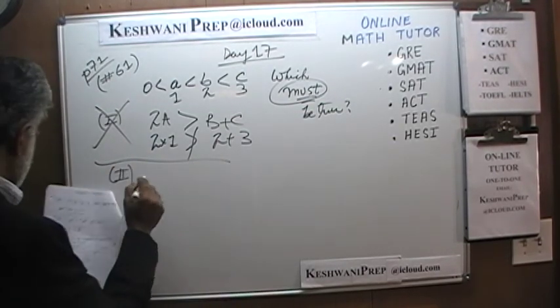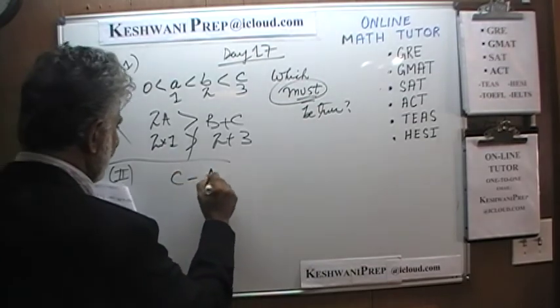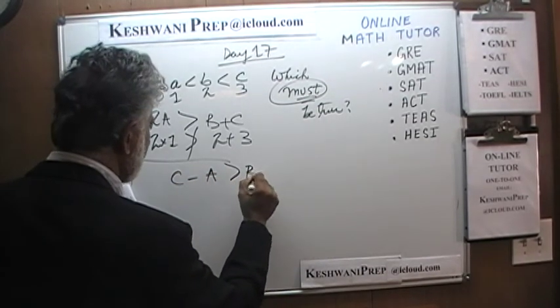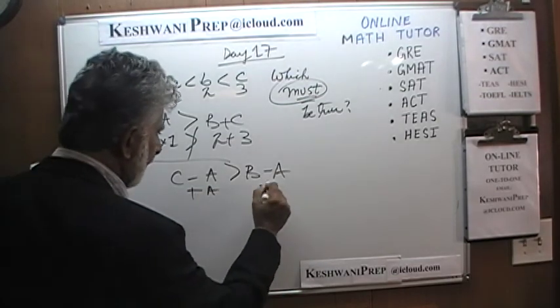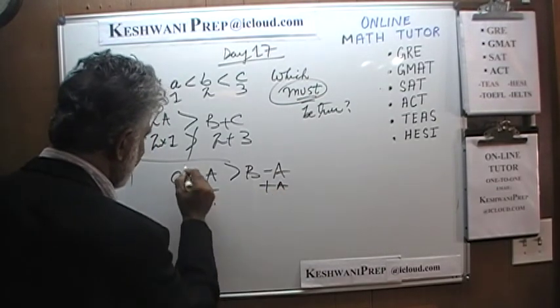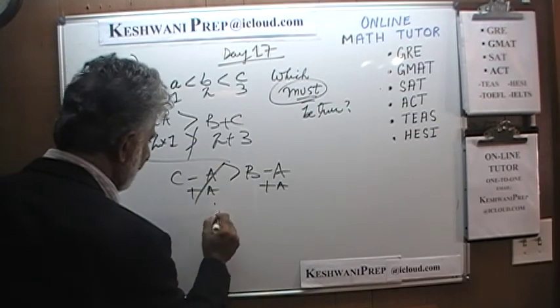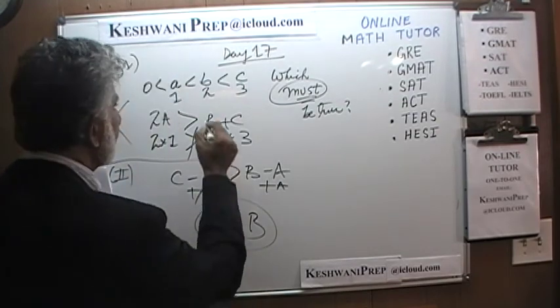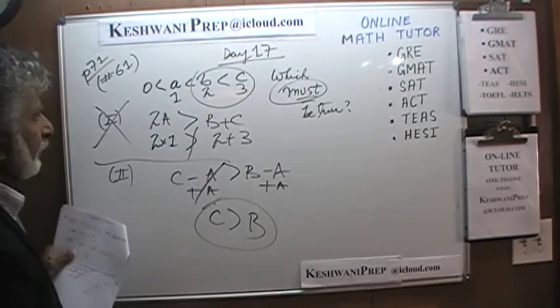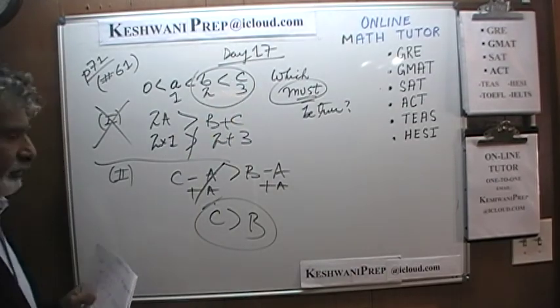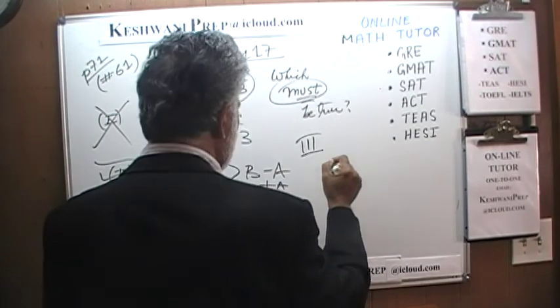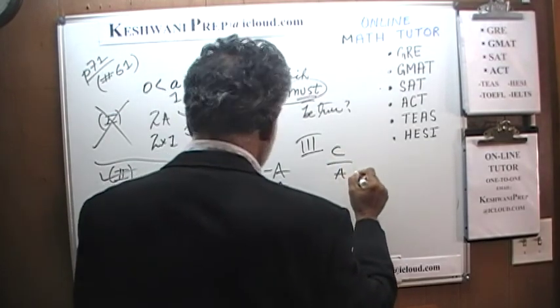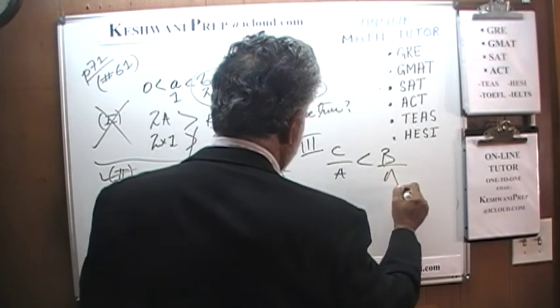Statement 2 says that C minus A is greater than B minus A. As you can see, if we add A to both sides, what we end up with is C is greater than B, which is exactly what it says here. C is greater than B. So statement 2 works. Statement 3 says that C over A is less than B.